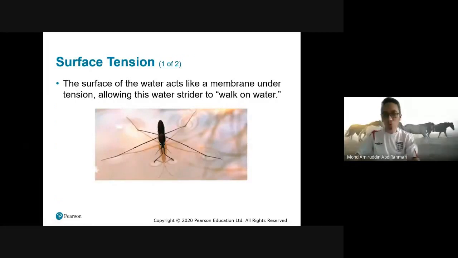So we have the concept of surface tension. The surface of water acts like a membrane under tension, allowing this water strider to walk on the water. This is a principle that you can apply. Maybe you can design a shoe, an object that you can use if you want to walk on the water.